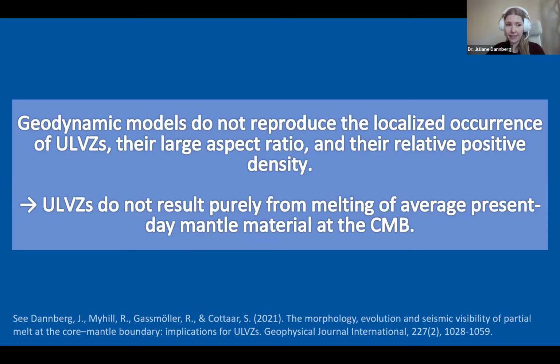And so because of that, we think that ULVZs cannot result purely from melting the average present-day mantle at the core-mantle boundary. Now, that still leaves the possibility open that we melt some other material at the core-mantle boundary, and that partial melt is present there as a layer. But we have seen that unless the melt is less dense, it would be really hard for the melt to actually stay in this isolated layer of partial melt and not sink down to the core-mantle boundary.